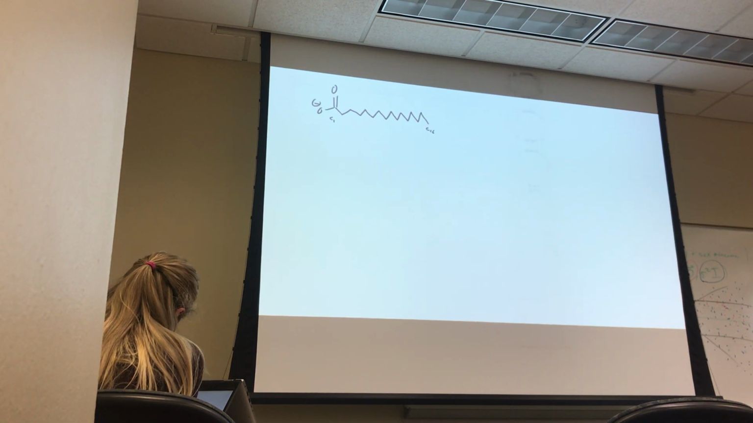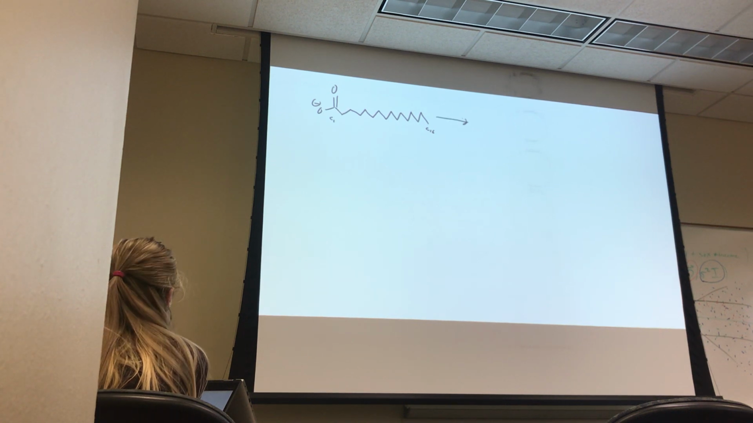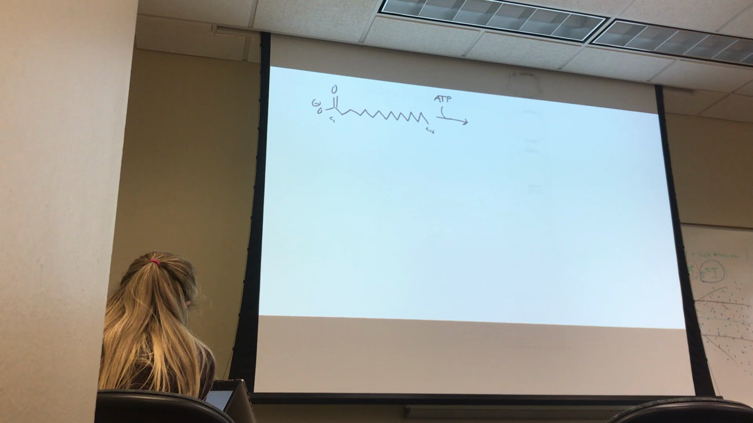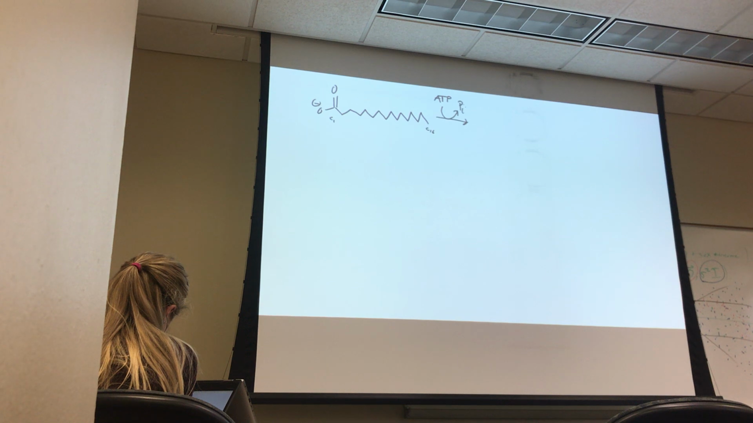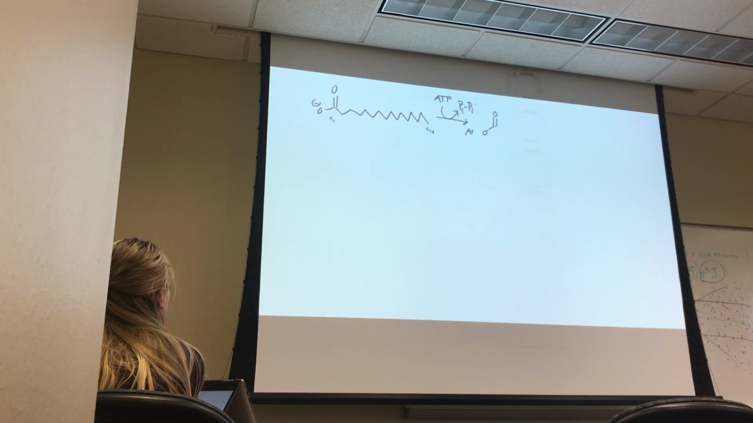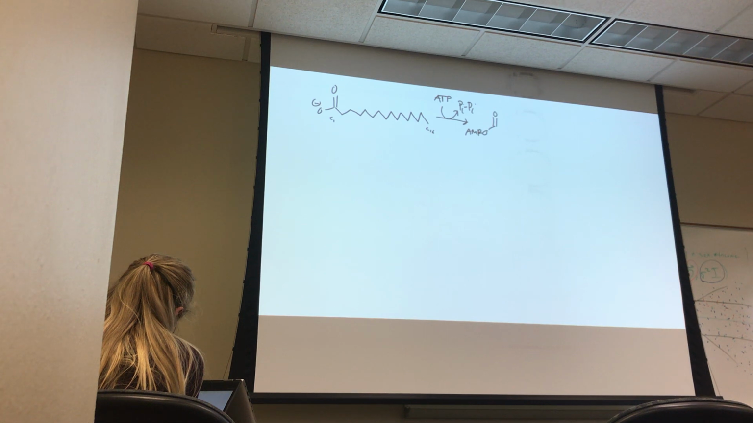In order to actually start this degradation, the first thing we have to do is activate it, right? So first thing we're going to do is attach AMP to it to activate it. So we bring in ATP, and we send out our pyrophosphate. And I'm fine with you just putting AMP. I think you don't know the structure now. Okay, so AMP, C16.